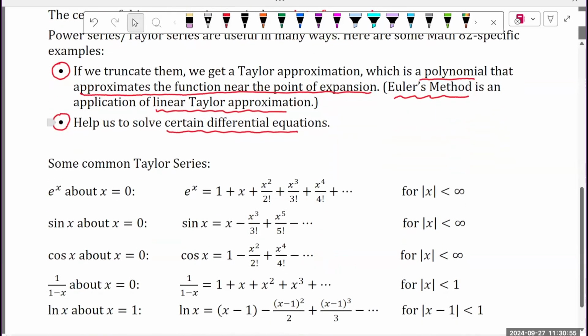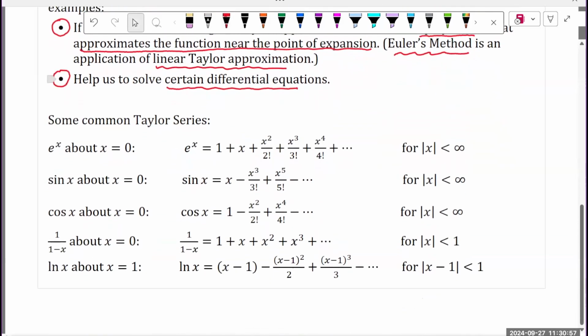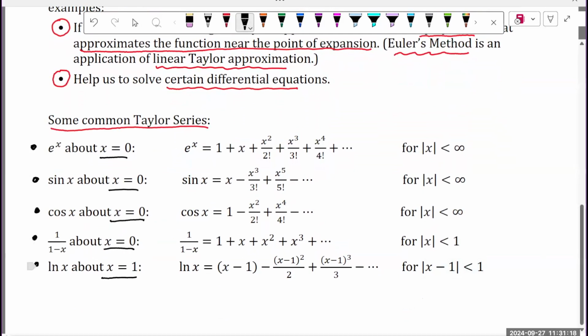What I do want you to take away from this is that there are some very common Taylor series that are good to get used to recognizing. In particular, the series for e to the x, expanded about x equals 0, the series for sine x, again about x equals 0, cosine x about x equals 0, the series for 1 over 1 minus x about x equals 0, and the series for natural log of x about x equals 1.